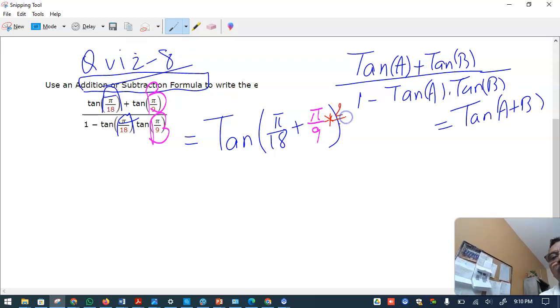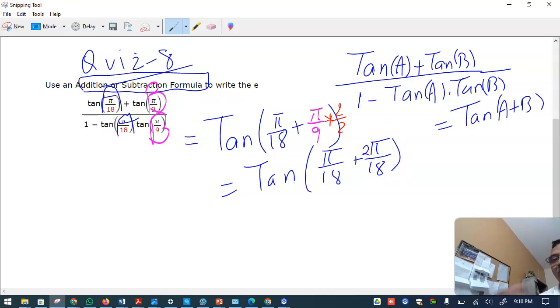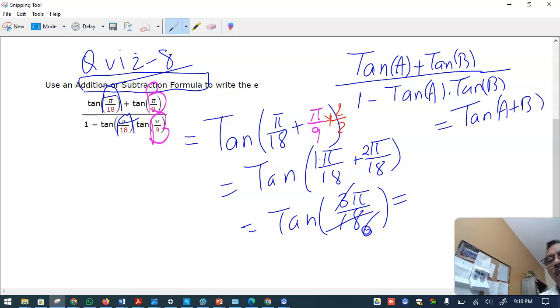So the only option is to multiply and divide by 2 there, so that you get tan of pi by 18, and the other one is 2 pi by 18. Then we add the numerators, 1 pi and 2 pi, which gives 3 pi by 18, and that reduces to pi by 6. So tan of pi by 6 is tan 30, right?